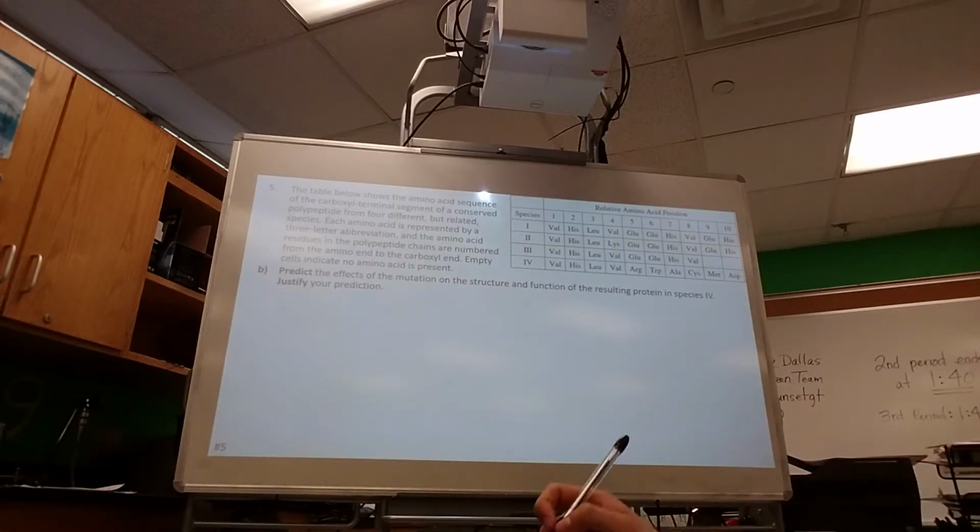All right. Let's look at B. Predict the effects of the mutation on the structure and function of the resulting protein in species 4 and justify your prediction. Let's look at what's different between species 1 and species 4. What do you see different? In position 5, all right, position 5 is different. What about position 6? 7, 8, 9, and 10. So, how many of the amino acids changed? 5, 6. So, most of the amino acids change.